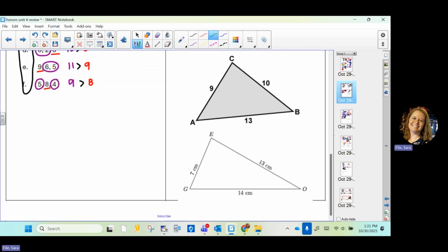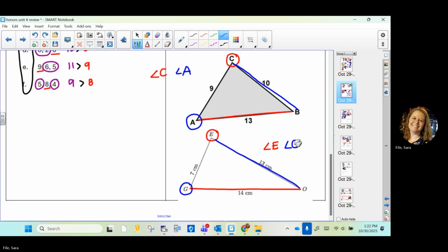For these last ones, the longest side is 13, so it's across from C. In the bottom one, the longest is 14, so it's across from E. So here, angle C is the largest, and here, angle E is the largest. Then the middle side length here is 10, so it's across from A. And here it's 13, so it's across from G. And then the smallest side is across from the smallest angle.